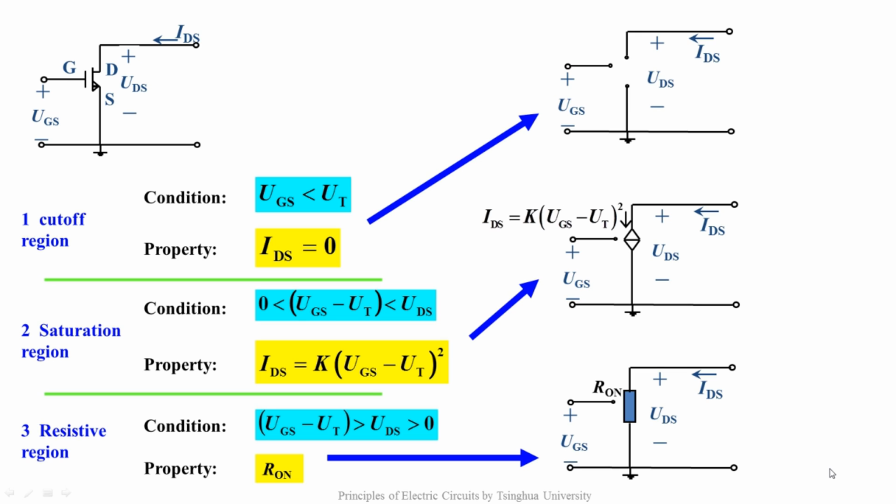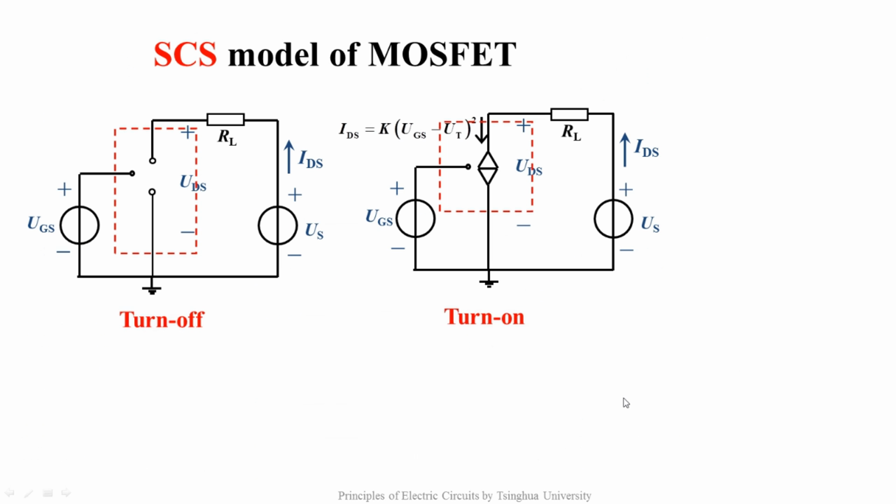According to the two possible operation states when the MOSFET is turned on, we can build the corresponding circuit models. The first is the SCS circuit model, which means switch current source. It's a switch current source circuit model. When the MOSFET is turned off, it's a turn-off switch. When the MOSFET is turned on, it's equivalent to a current source between the drain and the source terminals, which is a nonlinear voltage-controlled current source controlled by UGS.